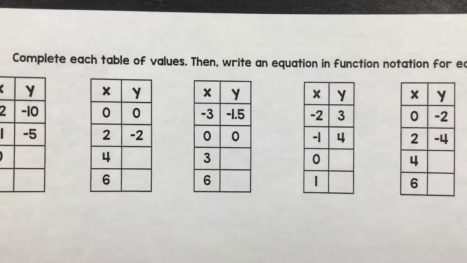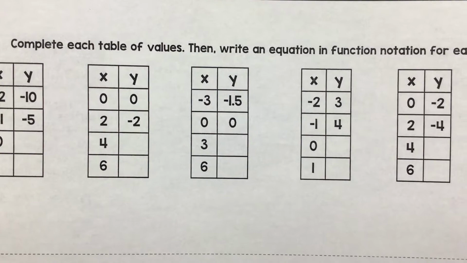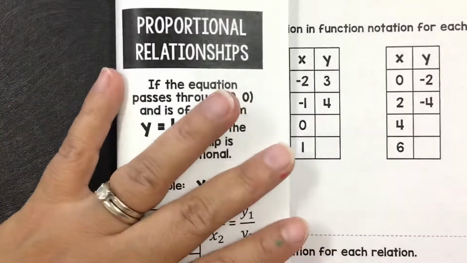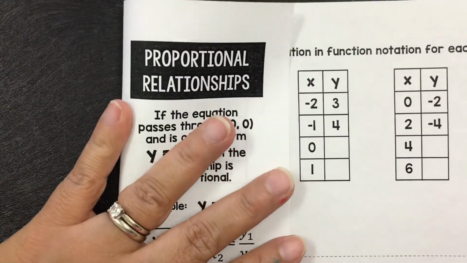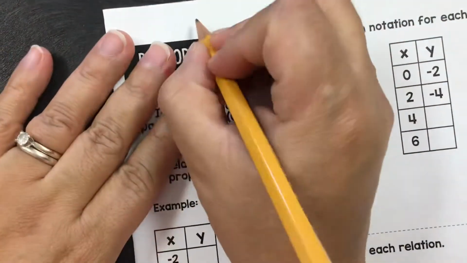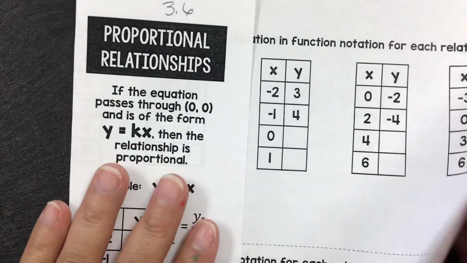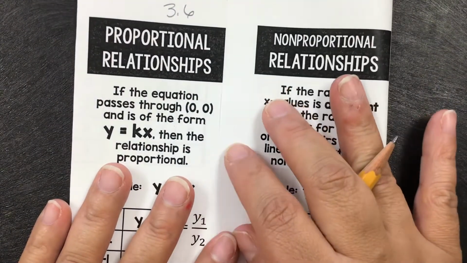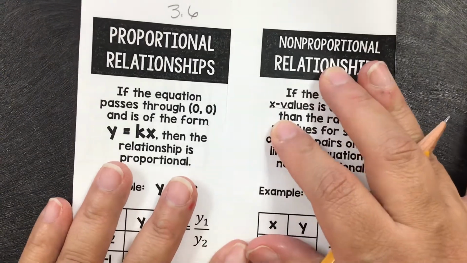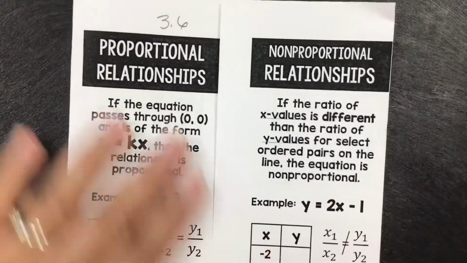Okay, this is the notes for section 3.6, proportional relationships. We're going to fold it inward like this. Again, this is 3.6, proportional relationships. So we're going to look at what is proportional and what is non-proportional relationships. And this is actually just direct variation all over again.